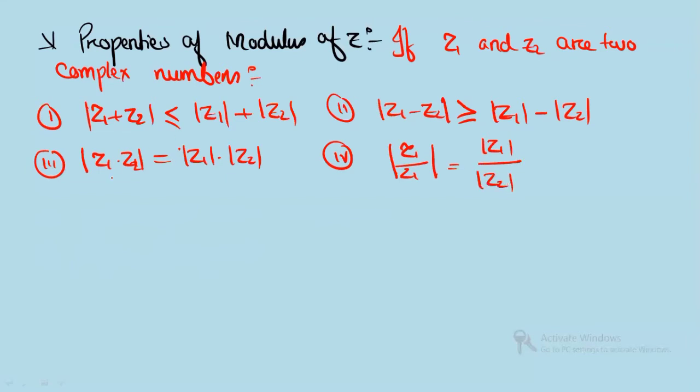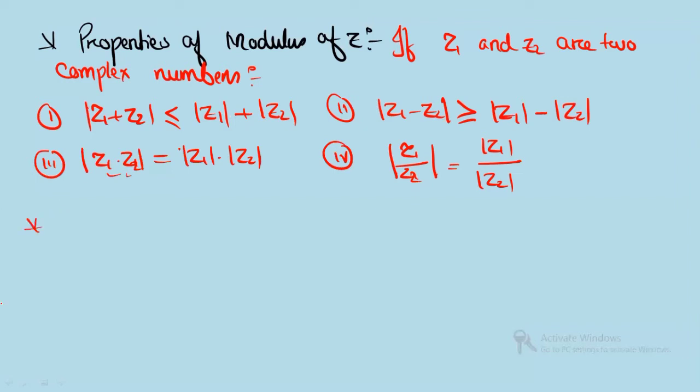So here you have to see that the product's modulus is equal to the product of the moduli of z1 and z2. This is also equal: z1 by z2's modulus is equal to modulus of z1 by modulus of z2. The only thing you have to note is that the modulus of z1 plus z2 is less than or equal to, and the modulus of z1 minus z2 is greater than or equal to. Clear?